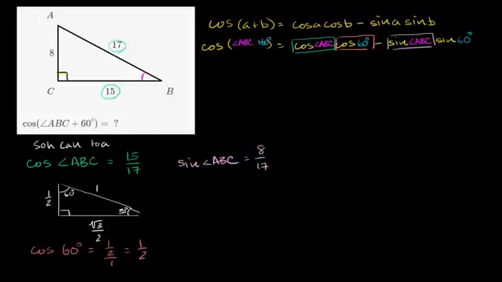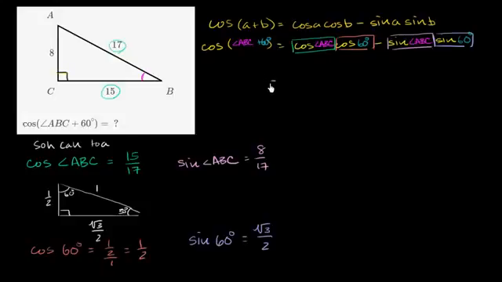And then finally, we need to think about what the sine of 60 degrees is. Well, if we're at the 60-degree side of this right triangle, opposite over hypotenuse. So square root of 3 over 2 over 1, which is just square root of 3 over 2. So we have all of the information we need to evaluate it. So this was the sine of 60 degrees.